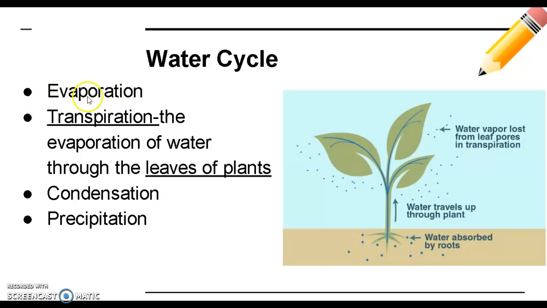So just as a review, evaporation, the water turns to a gas. Transpiration is evaporation of water through the leaves of plants. So water gets absorbed by the roots, travels up the plant, and then can evaporate through the leaves. You can think of it as like a plant sweating. Condensation, water turns into clouds, and then finally precipitation and rain.